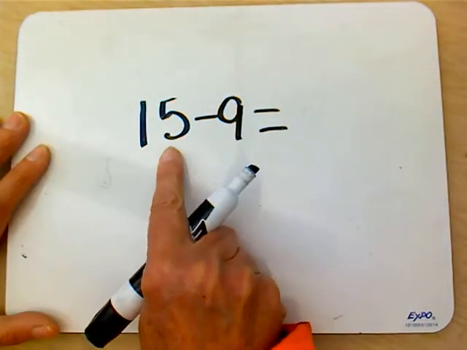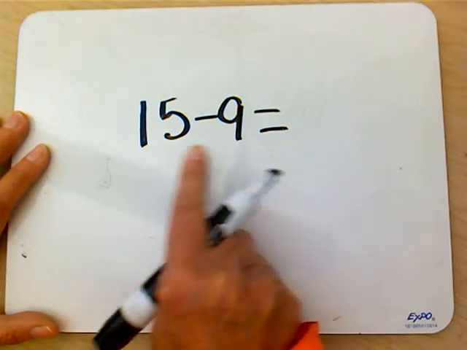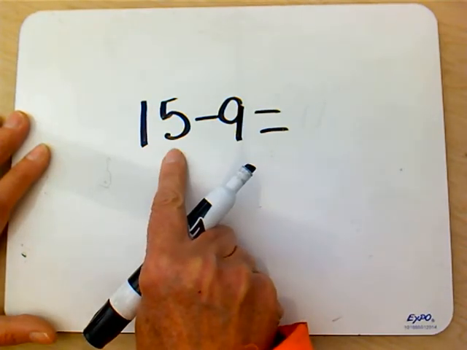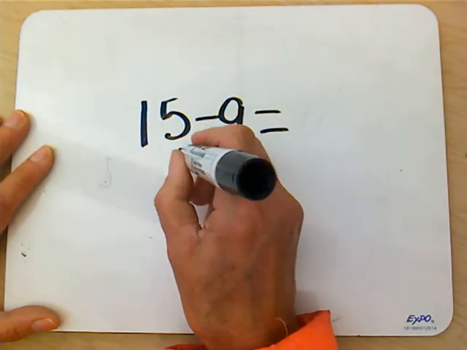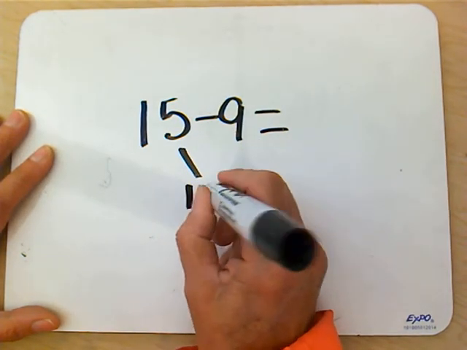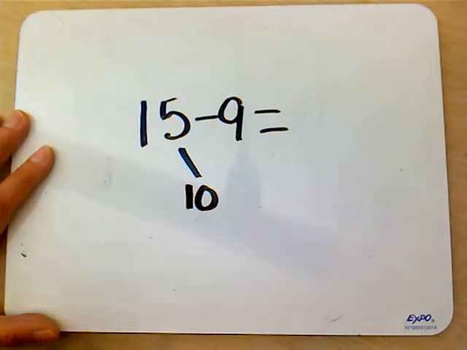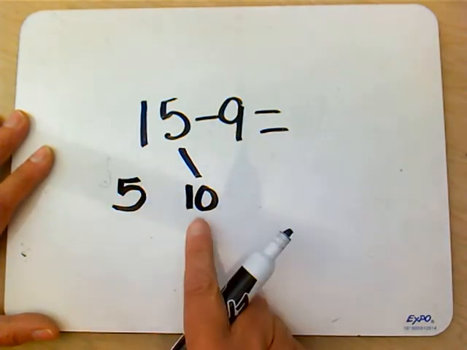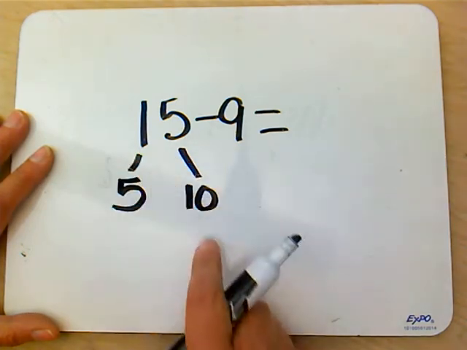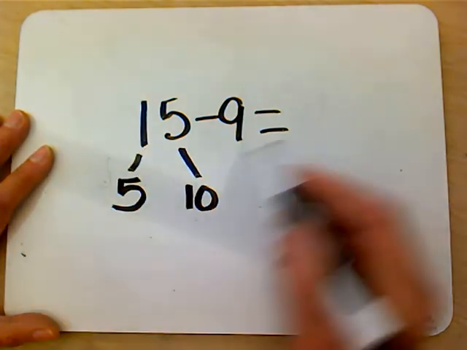And I can't take 9 away from 5. It just doesn't work. There's not enough there to do it. So I'm going to have to take out a group of 10 so that I can do that. How much does that leave me in my number bond? Well, that would leave me with 5 because 10 plus 5 is 15 for that number bond.